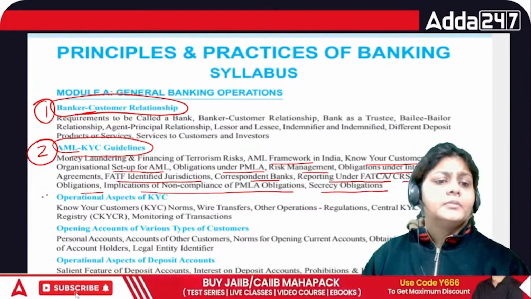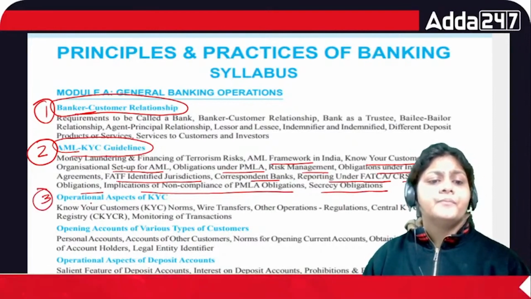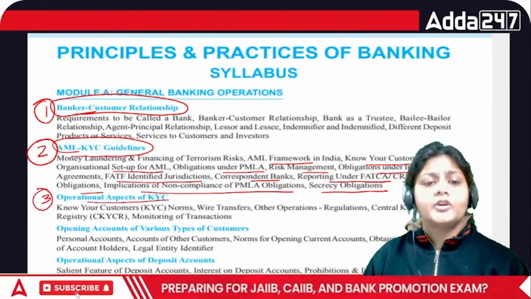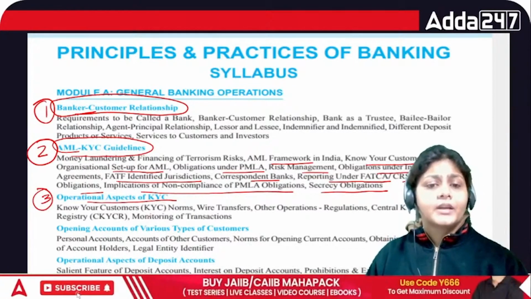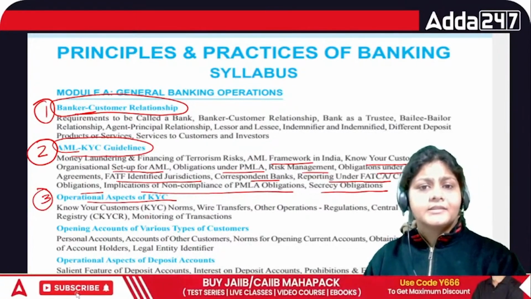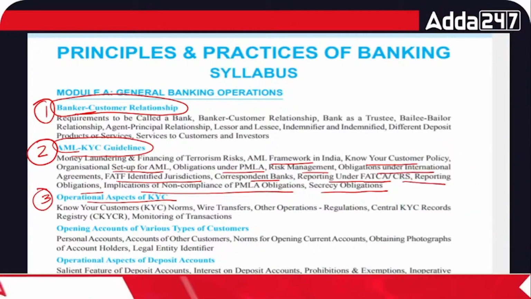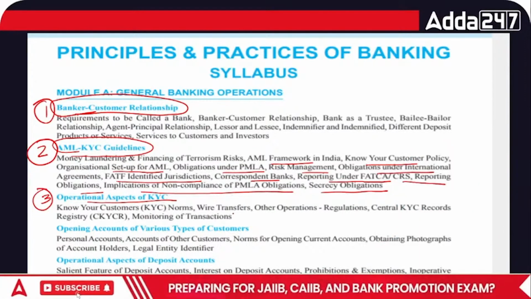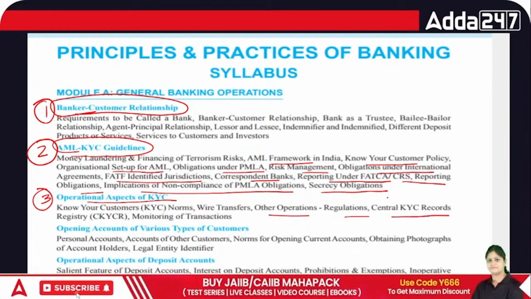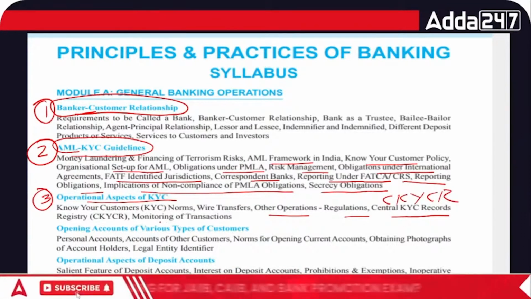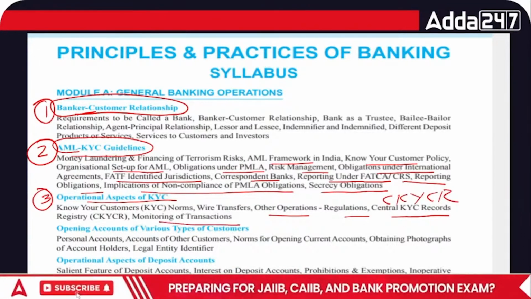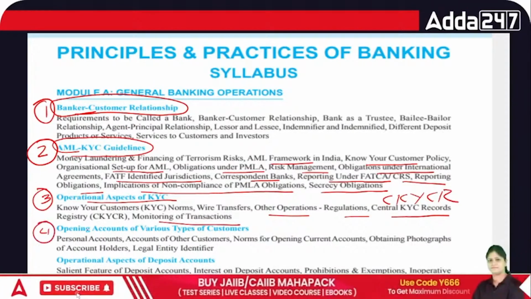Then for chapter number 3 we are going to cover the operational aspect of KYC. So in the 3rd chapter we are going to cover the KYC norms, wire transfer, right? Then we have other operation regulation, central KYC, that is CKYCR, this we are going to cover, and monitoring of transaction. Then we have chapter number 4, that is opening account of various type of customers.